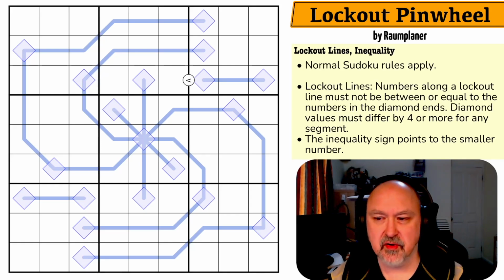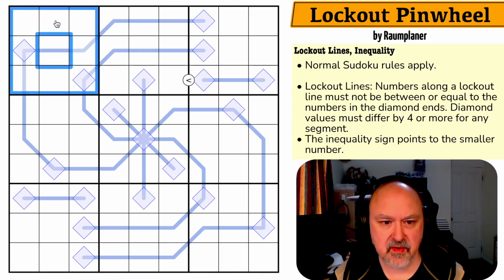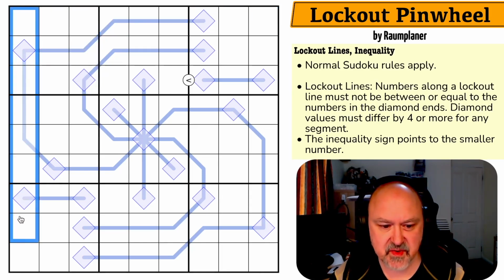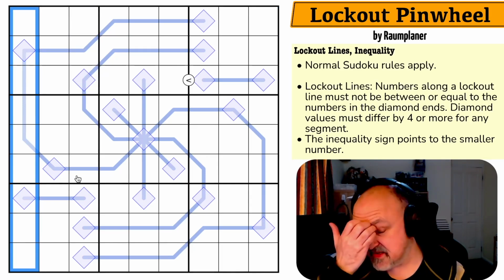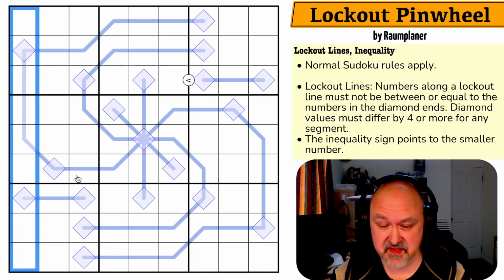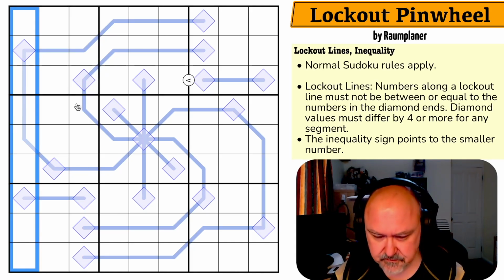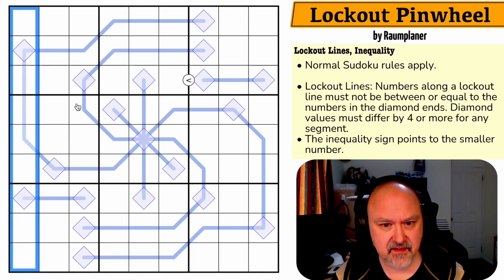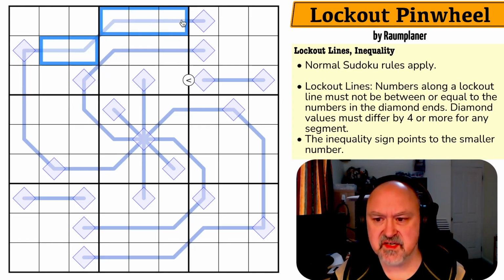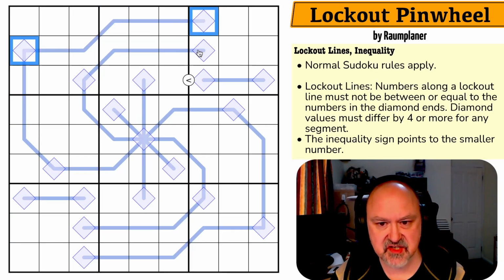So anyway, let's have a look at Lockout Pinwheel by Raumplaner. So normal Sudoku rules apply. In every box, in every row, and in every column, the digits 1 to 9 must be placed without repetition. We have lockout lines. Now, lockout lines are a constraint that was come up with a few years ago now by Riffclown and Tallcat. And I love lockout lines, though they can be a little bit tricky. So the way lockout lines rule is numbers along the line must not be between or equal to the numbers on the diamond ends. So these digits cannot be between or equal to these digits in the diamonds at the end of the line. And diamonds must differ by 4 or more for any segment.